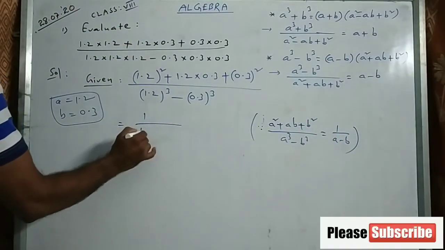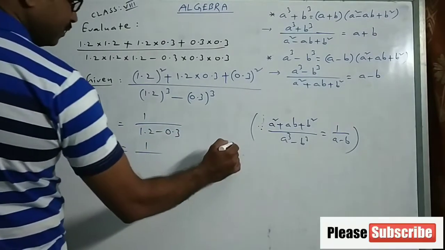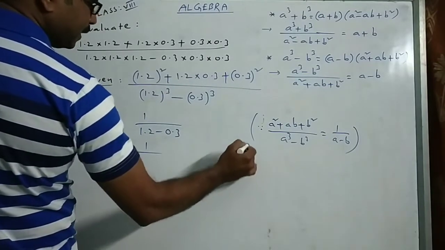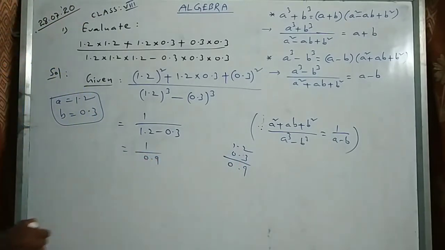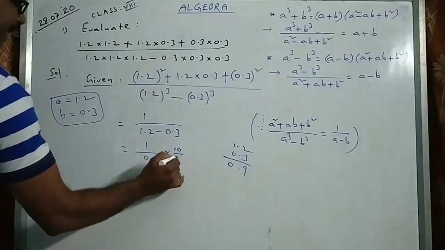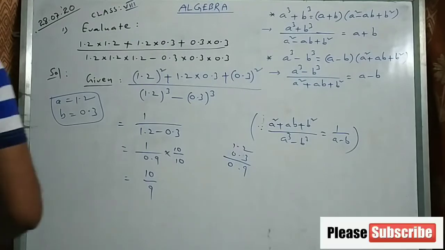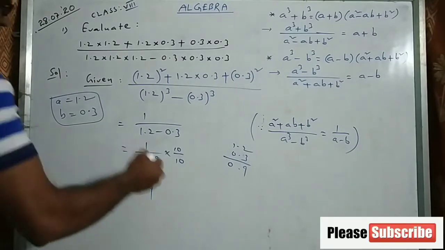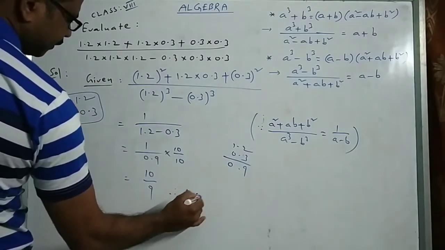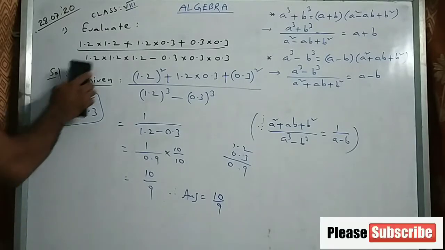1 by a value 1.2 minus b value 0.3. So 1 by, how much will you get? 1.2 minus 0.3, 12 minus 3, 9, so 0.9. If you want to simplify this, 10 by 10 you can write. So this will be 10 by 9. Answer is 10 by 9. Okay? So therefore answer is 10 by 9. Clear? So you should understand the identity there. Next one.